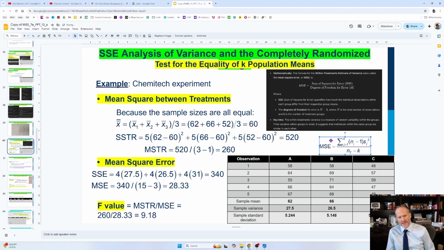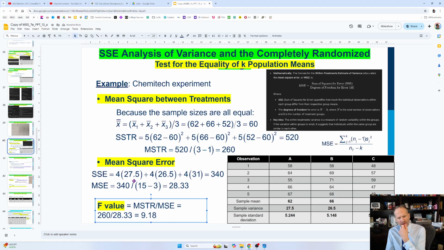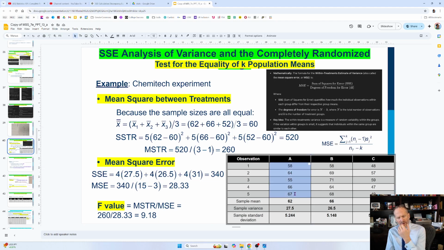And that's for getting the sum of square errors right here, where they were saying, all right, we're going to take 4, and we had 5 observations in each treatment. So for each one, 5 minus 1 is going to be 4, and then we're going to multiply that by the variance, 62, 66, 52. And here we have, oh, sorry, that's the mean. I'm like, wait a second: 31, 26.5, and 27.5.